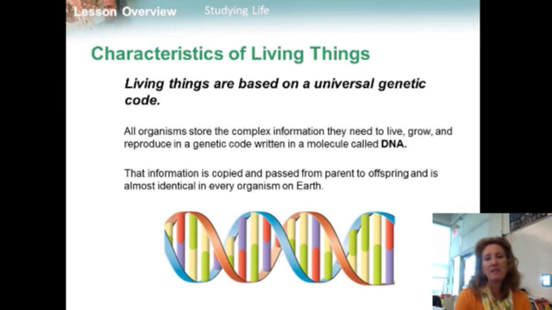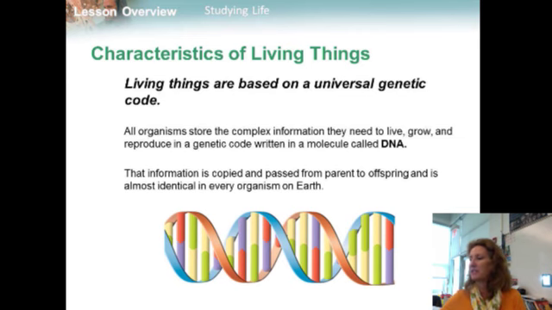First of all, living things are based on a universal genetic code, DNA, deoxyribonucleic acid. It is stored in all organisms and controls what they need to live, grow, and reproduce. DNA is the substance of genes and is passed on to offspring from parents. Each chromosome has one very long DNA molecule with hundreds or thousands of genes arranged along its length. With a few minor variations, the universal genetic code, DNA, is almost identical in every organism. And we'll learn a lot more about that too.